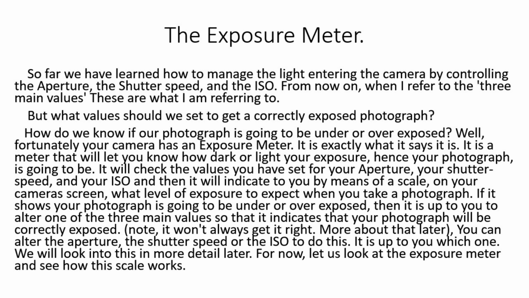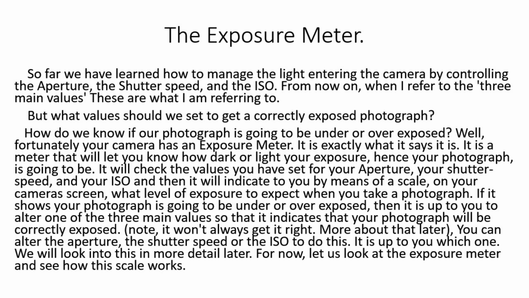Well, fortunately, your camera has an exposure meter. It is exactly what it says it is. It is a meter that will let you know how dark or light your exposure, hence your photograph, is going to be. It will check the values you have set for your aperture, your shutter speed, and your ISO, and then it will indicate to you by means of a scale on your camera screen what level of exposure to expect when you take a photograph.